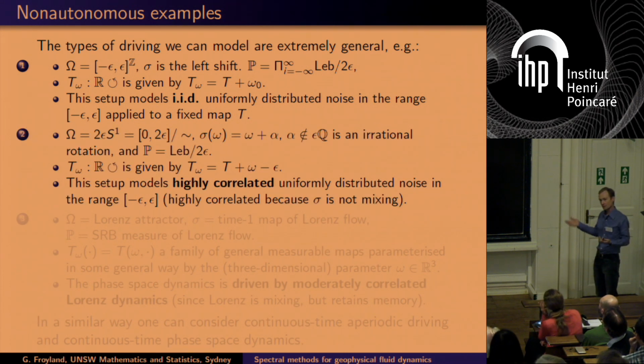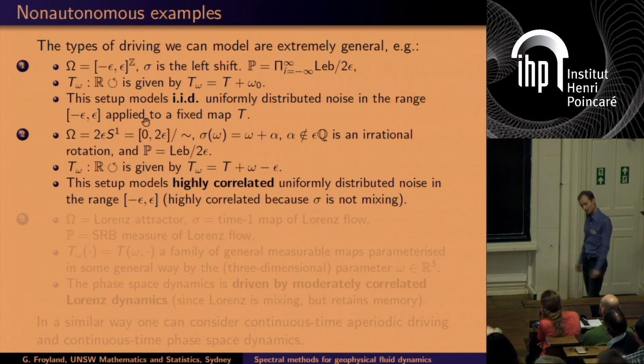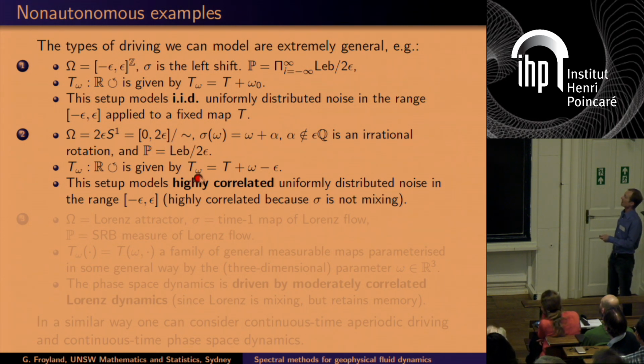On the other hand, at the other extreme, if I want to have some similar sort of perturbations but with high memory, then I could say omega is a scaled circle, sigma is an irrational rotation, a rigid rotation on that circle, and P is again scaled Lebesgue. So my map T is again, my T omega is T plus omega, and then I'm subtracting epsilon because elements of this circle lie between 0 and 2 epsilon, so I need to have them between minus epsilon and epsilon. And this setup models highly correlated noise.